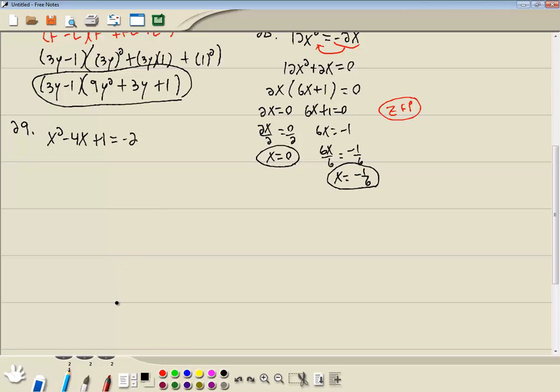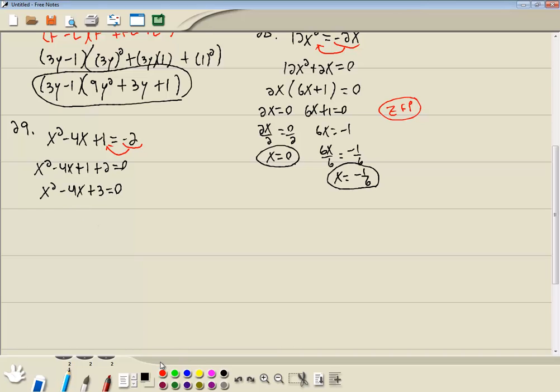Give you a lot of words here to say solve. But zero factor property says we have to have 0 on one side. So I'll take this negative 2 and move it over. So we got x squared minus 4x plus 1 plus 2 equal to 0, which gives us x squared minus 4x plus 3 equal to 0. Zero factor property. Got 0 on one side, now we need to factor the other side.